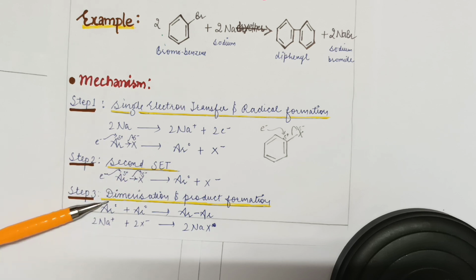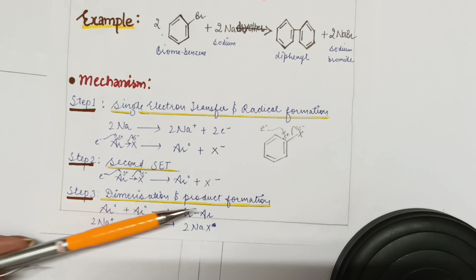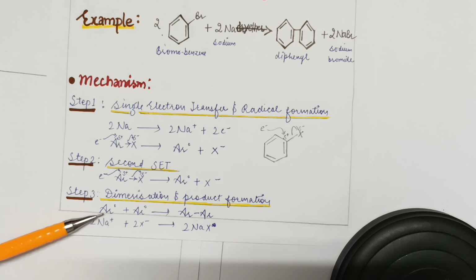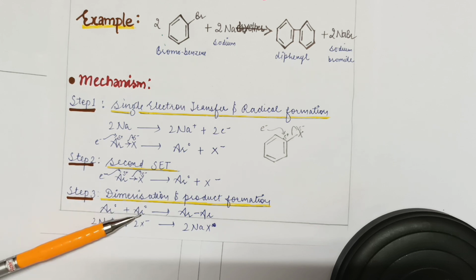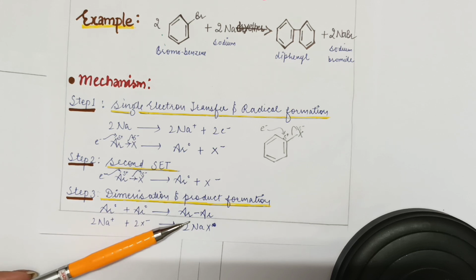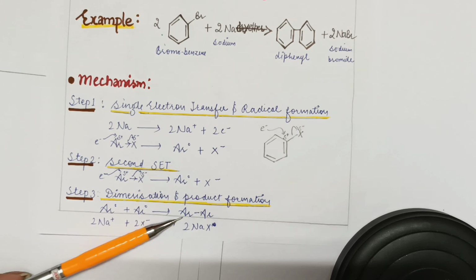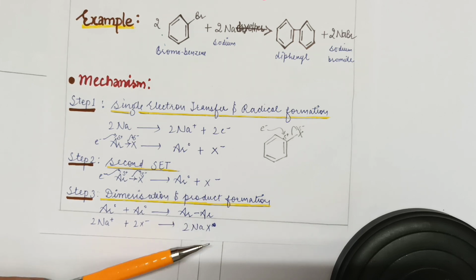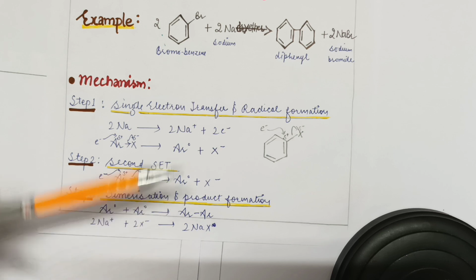So that's why in the third step dimerization takes place and product formation takes place, because still see, one electron here, one electron here. Both of them are going to form a bond and share that electron, as a result of which they are going to form a diphenyl compound. Aryl group got connected with the aryl group and they formed a diphenyl compound like this only.